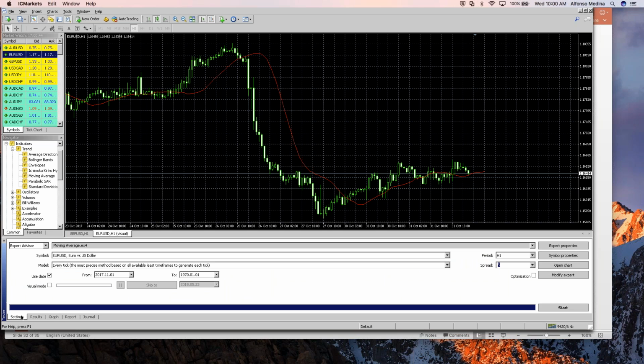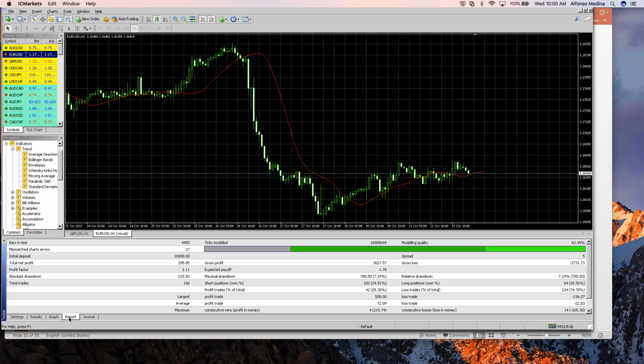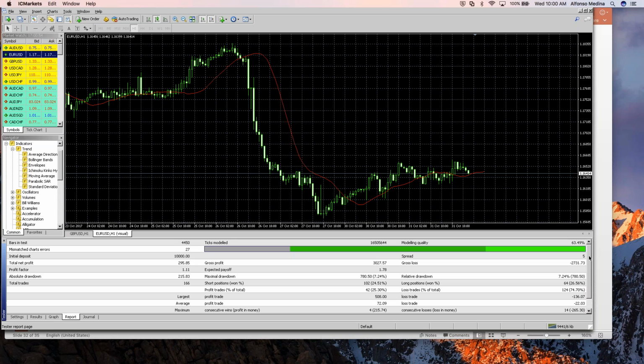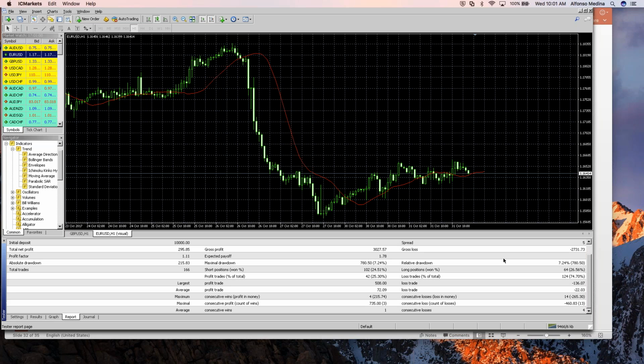Then when the backtest is finalized, like right now, we can go to a report. And here is the interesting part. Here's where you can see all the statistical data that's going to be useful for you. You can see your gross profit, your net profit, percentage of successful short positions as well as the long ones, consecutive wins, the absolute drawdown, total trades. And here you can see your initial deposit. Total net profit is 295.85.